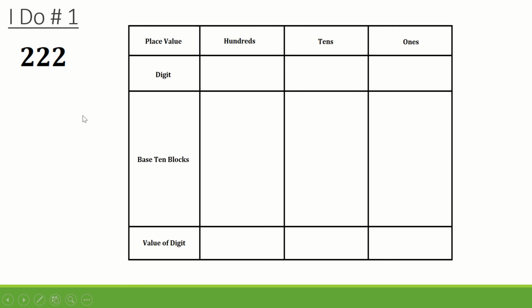For our first I do, we have 222 right here. And we're going to fill in our place value chart here as best we can.